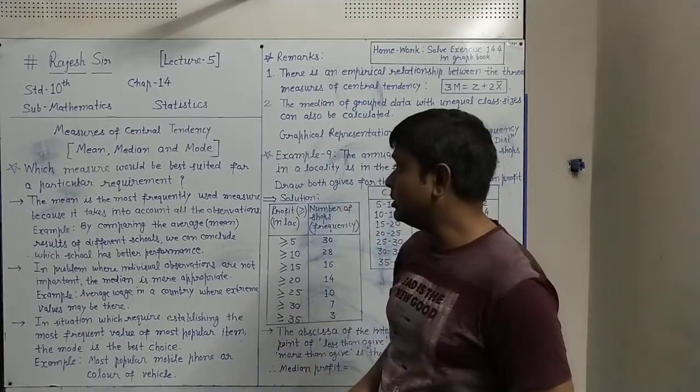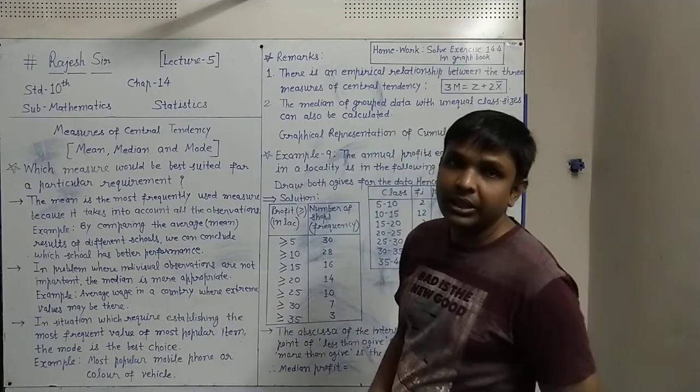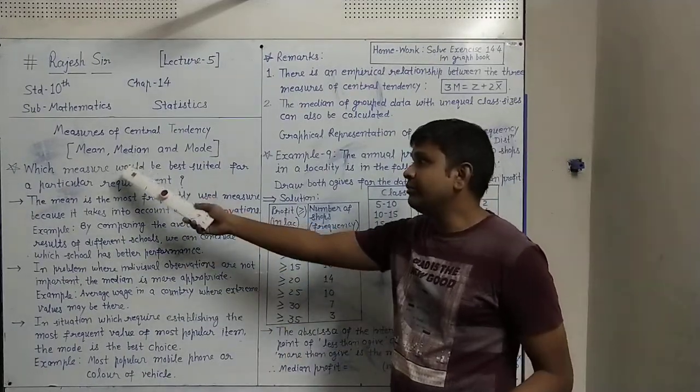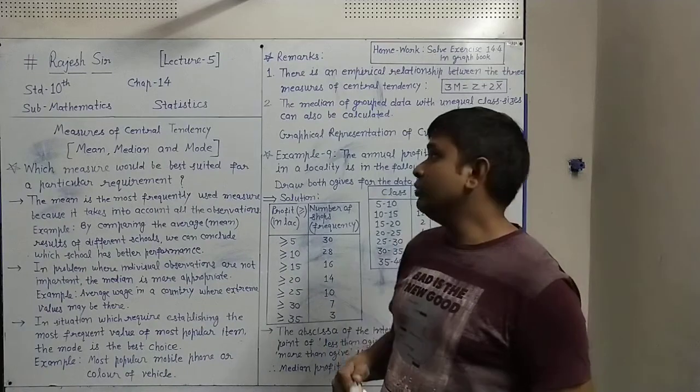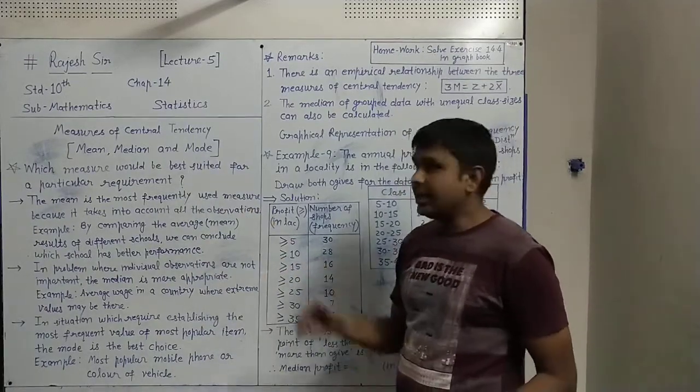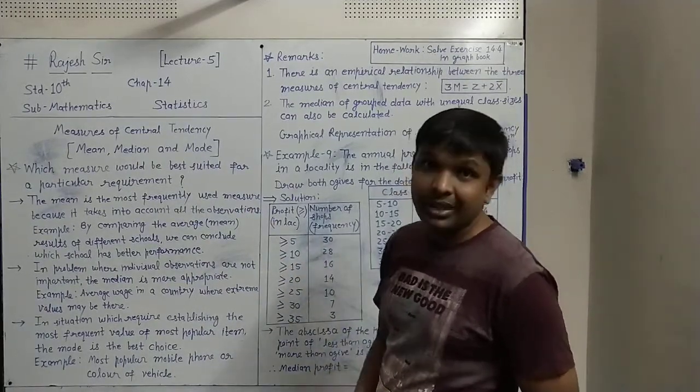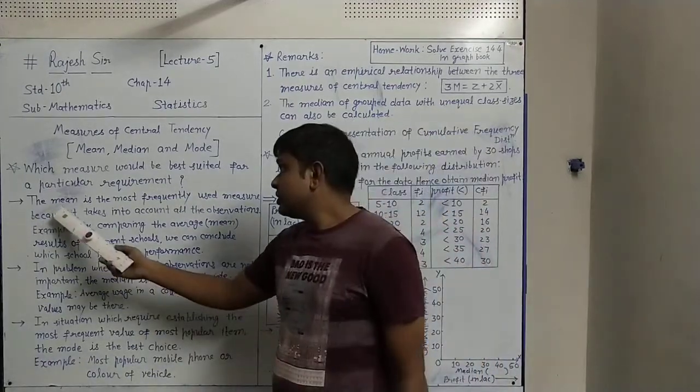So here some idea about all the three is given: when we have to find mean, when we have to find median, in which situation we have to find mode. That is discussed here and you have to understand this. So the first is mean.